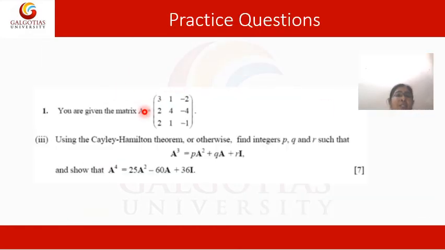Now the practice question is: you are given a matrix of order 3. Using Cayley-Hamilton theorem or otherwise, find integers p, q and r such that A^3 = pA^2 + qA + rI, and show that A^4 is equal to 25A^2 - 60A + 36I.